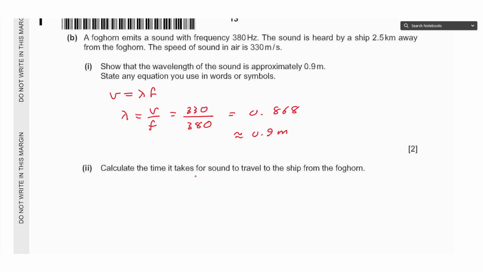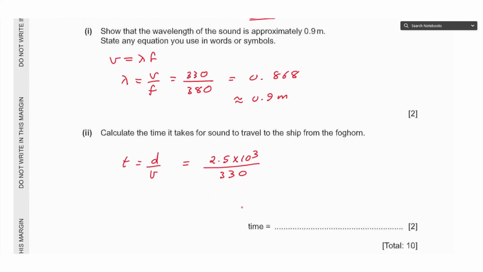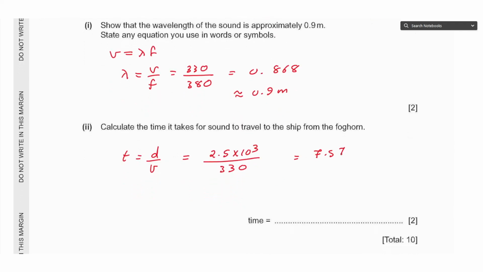Now we need to calculate the time it takes for the sound to travel to the ship from the foghorn. We have the distance and we have the speed, and waves travel with constant speed in a constant medium. So time is equal to distance divided by speed, and we have the distance in kilometers and the speed in meters per second. So we convert the kilometers into meters by multiplying by 1000, and then we divide by the speed 330. That gives an answer of 7.5757 and so on, recurring. So we can approximate that to 7.6 seconds.